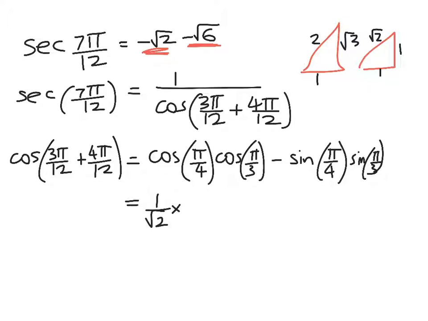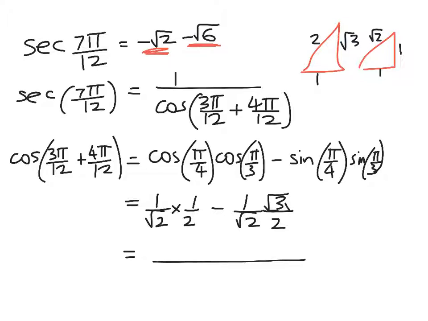Cosine of pi on 3 is 1/2, minus sine pi on 4, 1 on root 2, minus sine of pi on 3, root 3 on 2 here, giving me 2 root 2 in the denominator and 1 minus root 3 in the numerator. So if that's cosine of 7 pi on 12, then sec will be the reciprocal of that. So we're going to do that on the next slide.